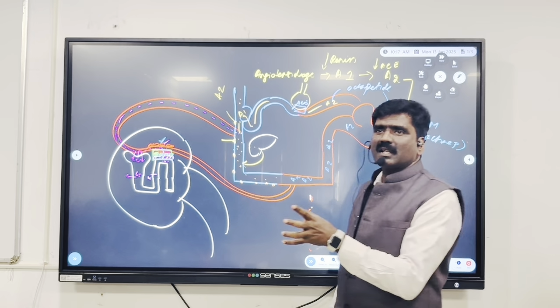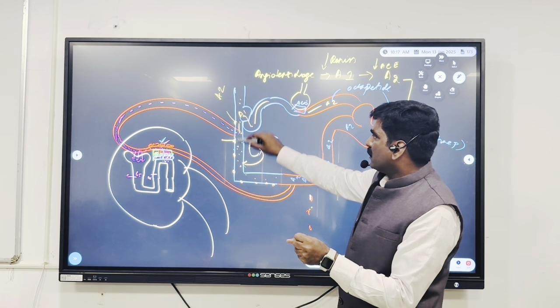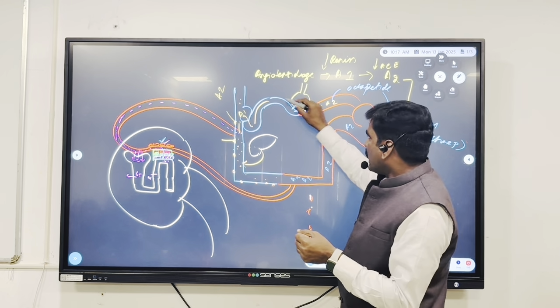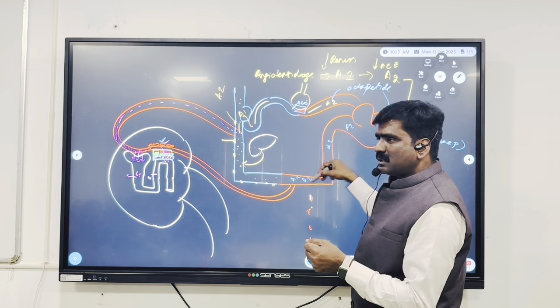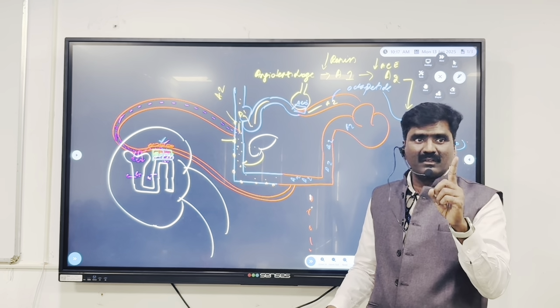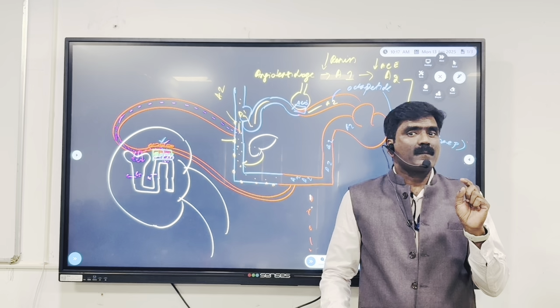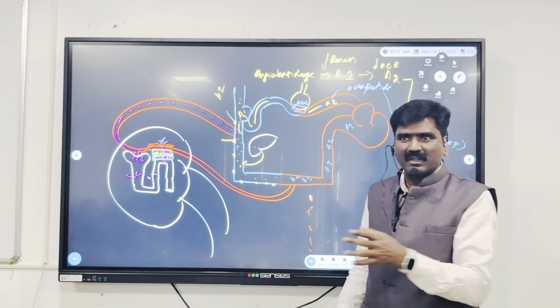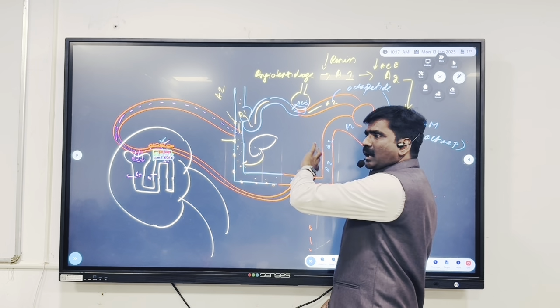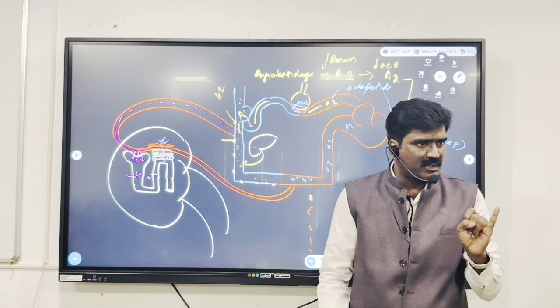What will happen if veins are constricted? Venous return increases, and cardiac output increases, and blood pressure increases. Which blood pressure? Systolic blood pressure will increase. When venous return is increased, cardiac output is increased, systolic blood pressure is increased.